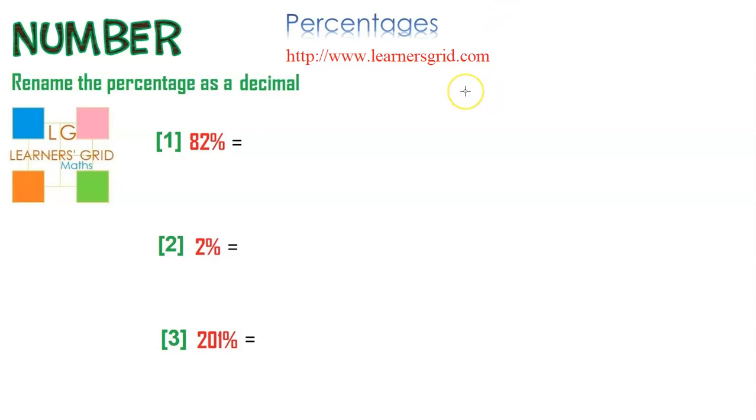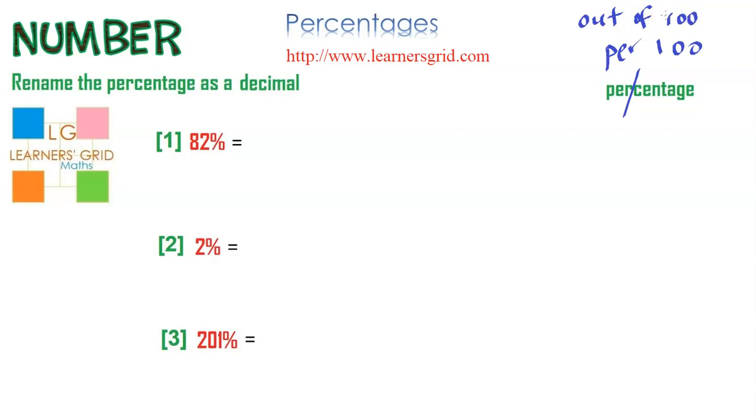So this tutorial is all about demonstrating how to rename percentages as decimals. Now the most important thing, of course, is to remember what percent actually means, and that will help us understand the process a lot more as well. So percentage means per or every, per 100 or every 100, or another way to look at it really is out of 100.